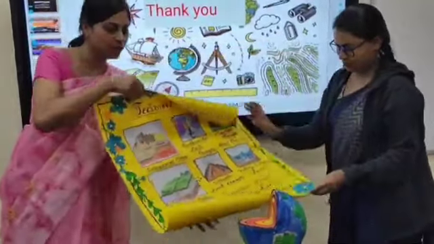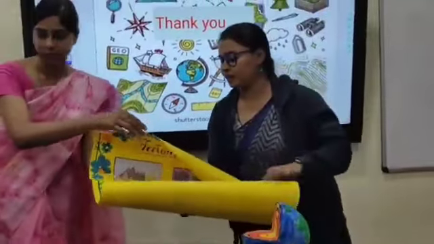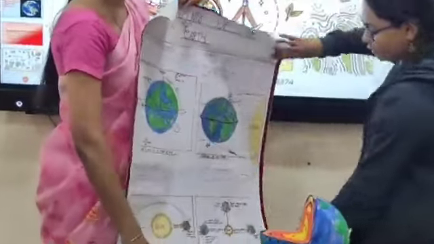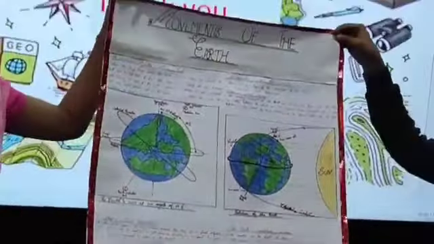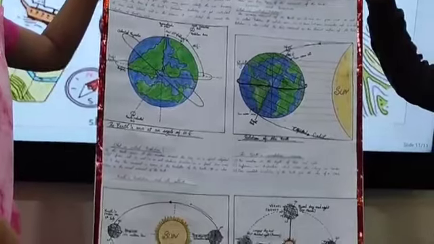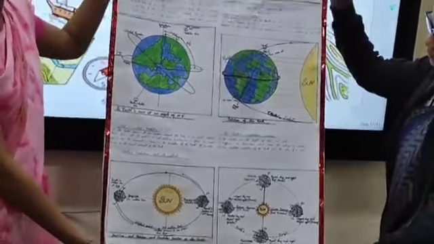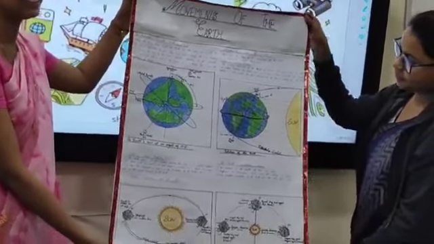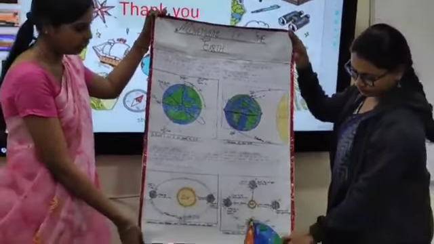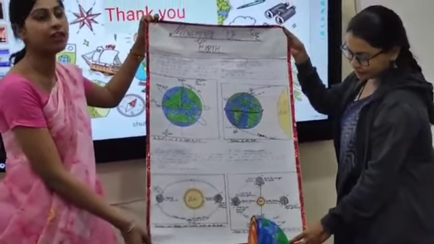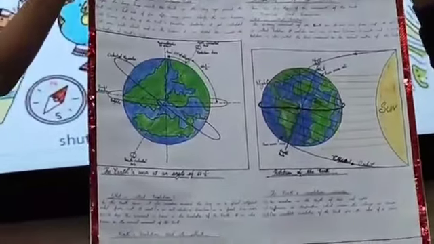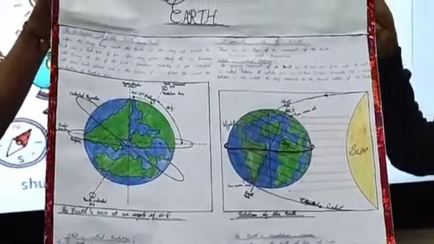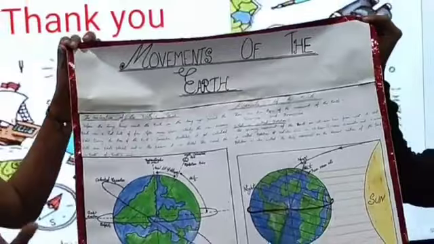And the last one, which is made by them, shows the movements of the earth. Very nicely they have diagrammed these. These are the cycle of seasons. Aphelion and perihelion. Actually, the whole chapter is demonstrated within one chart. Yes, this shows how much they have learned.